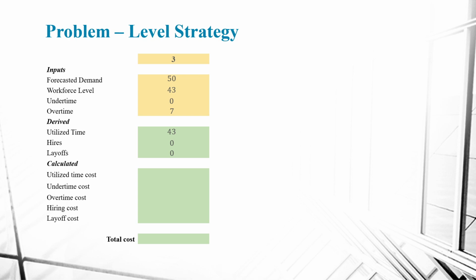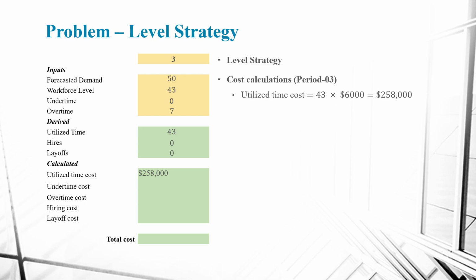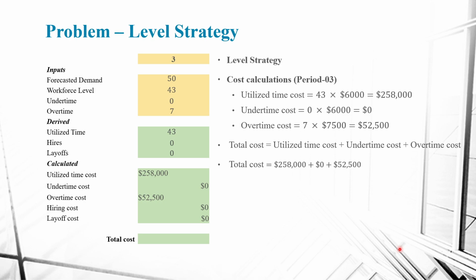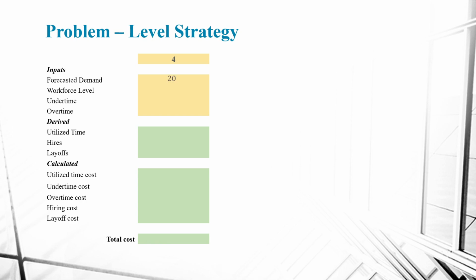To calculate the cost, we calculate the utilized time cost of 43 workers. The undertime cost will be 0, and the overtime cost will be for 7 workers. This is how we calculate the cost of overtime. $6,000 is the cost of regular 600 hours, and for extra 100 hours, we have an overtime rate of $115. So the overall overtime cost is $52,500. There will be no hiring cost in this case, and there will be no layoff cost. So the total cost for time period 3 will be equal to utilized time cost plus undertime cost plus overtime cost, and the total cost would be equal to $310,500.